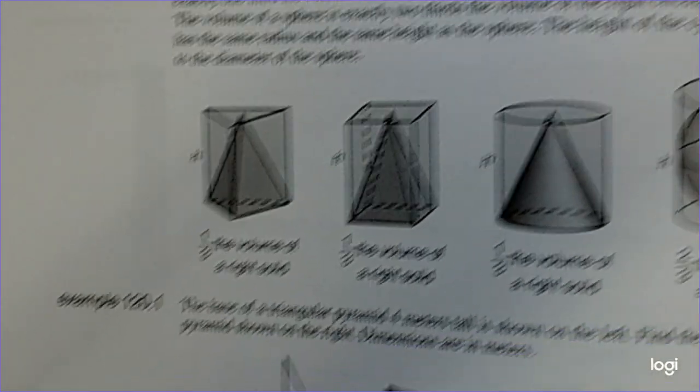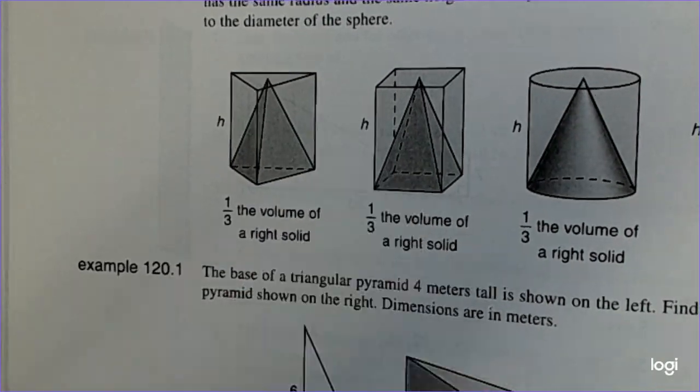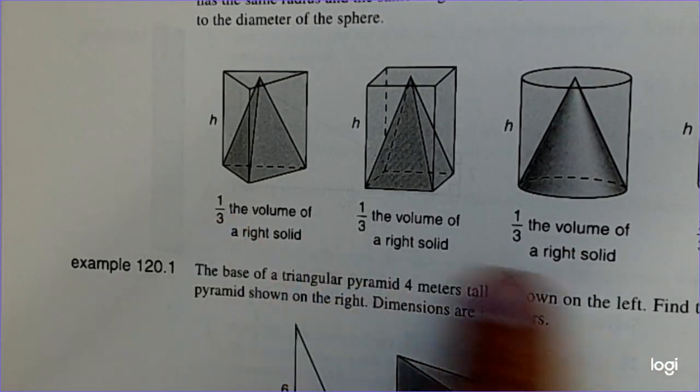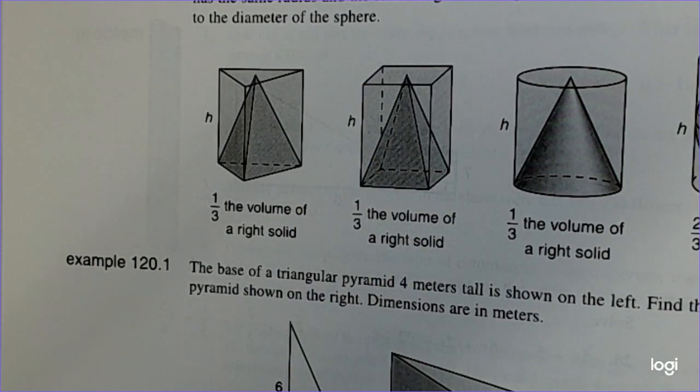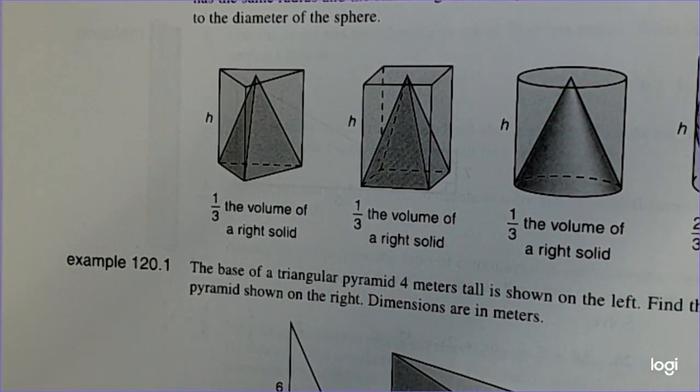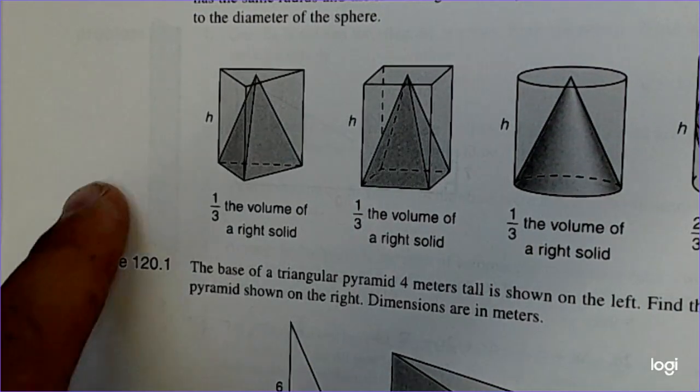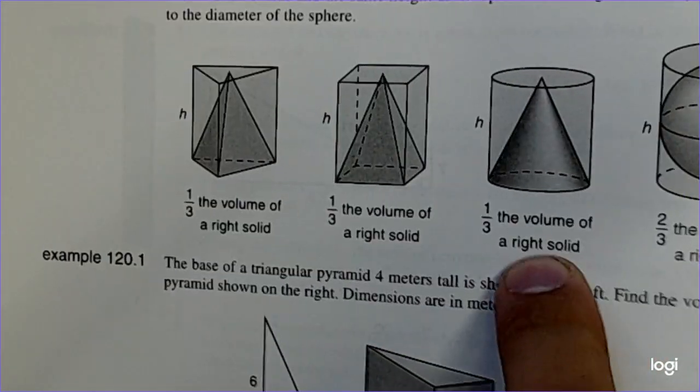Okay, great. So we can see this, that with pyramids and cones, it is 1/3 the volume of the right solid. So all we have to do is use the formula that we already know, and then at the very end, divide it by 3, right? Or you can multiply by the fraction 1/3. So with pyramids and cones, make sure you take the volume divided by 3.